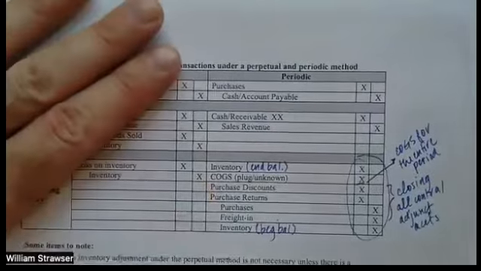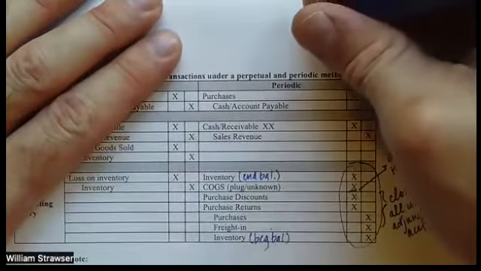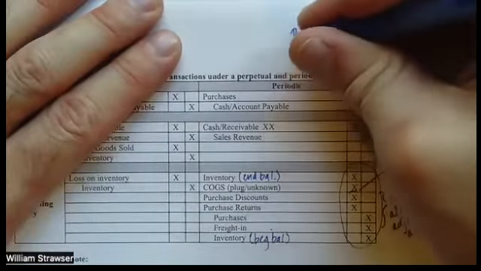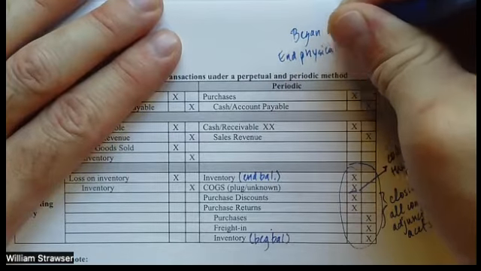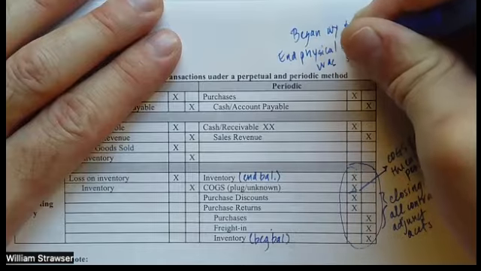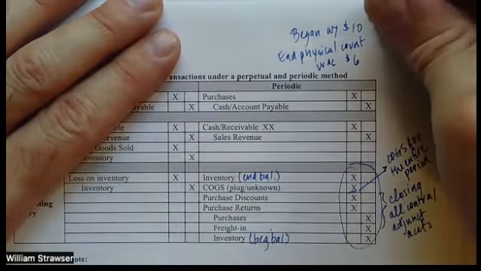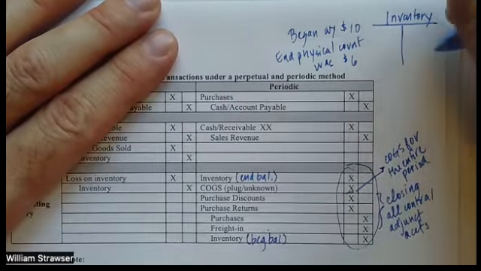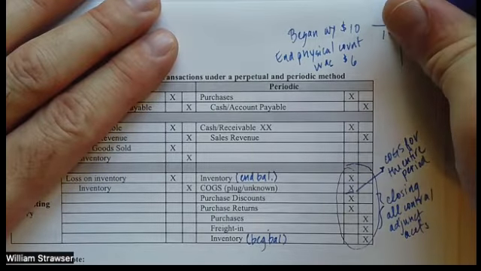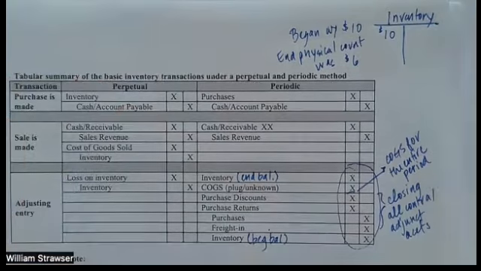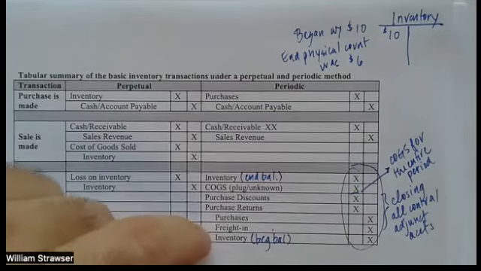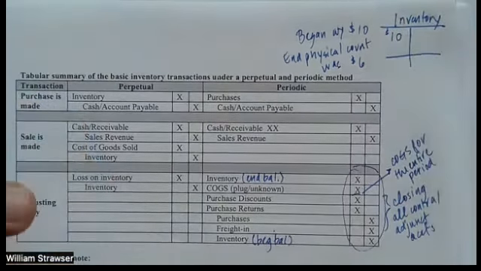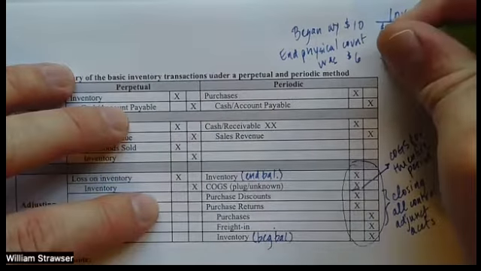It seems complicated, but it's actually a really simple thing. Suppose that I began with $10 of inventory and my end physical count was $6 of inventory. So ignoring everything else that's going on, if I have my inventory account under the periodic method, I'm not updating it at any point. It'll start out at 10, and that 10 will be there from the beginning of the period all the way until this adjusting entry is made at the end of the period. And if I go in and I count $6, well, I want to establish a $6 balance here.